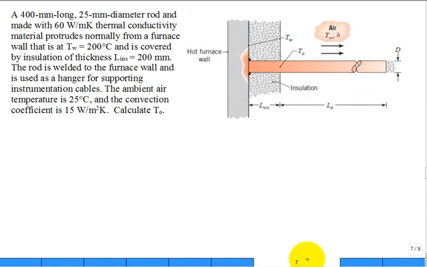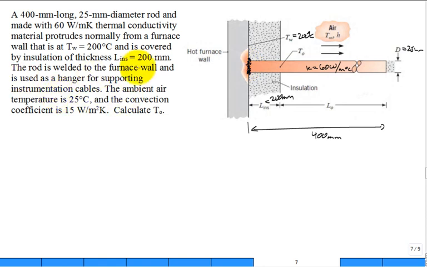We have a 400 millimeter long rod, so the length here is 400 millimeter. It's 25 millimeter diameter, so D is 25 millimeter. And it's made with a thermal conductivity K of 60 watts per meter degree C. It protrudes from a surface wall temperature of 200 degrees C, and is covered by insulation for the first 200 millimeters. The rod is welded to the furnace, so it's good contact. Thermally, that base of that rod is 200 degrees C.